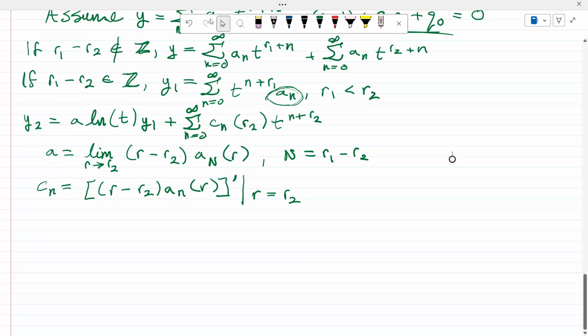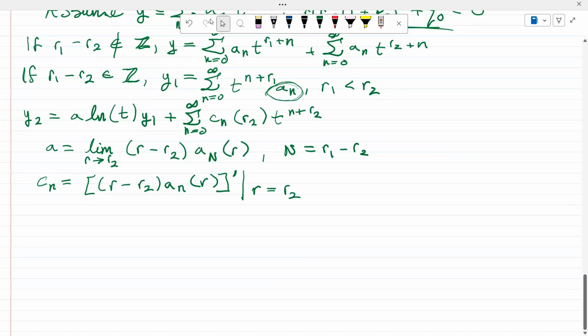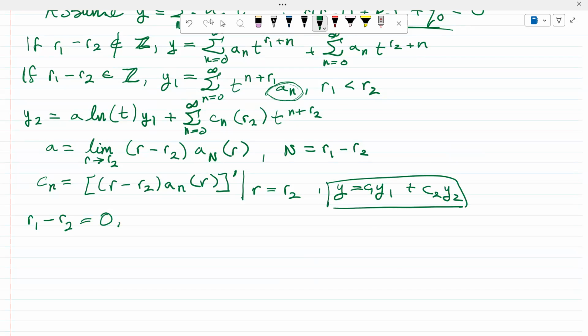Okay, cool. Now, if we have the case that R1 minus R2 is equal to 0. Oh yeah, and of course, I forgot to mention, y is equal to C1 Y1 plus C2 Y2. Maybe I shouldn't use C's here, I'll use alpha 1, alpha 2. And just as a reminder, this is Y1, this is Y2.